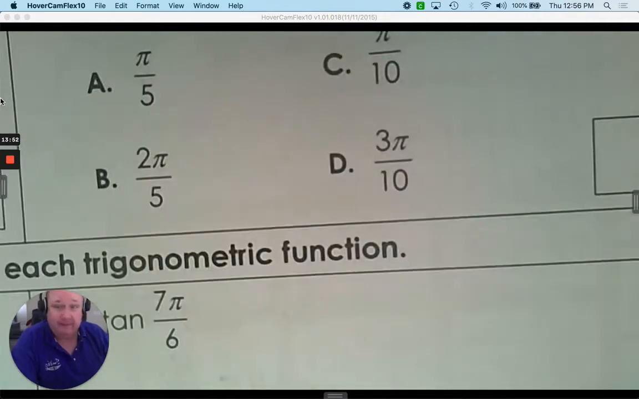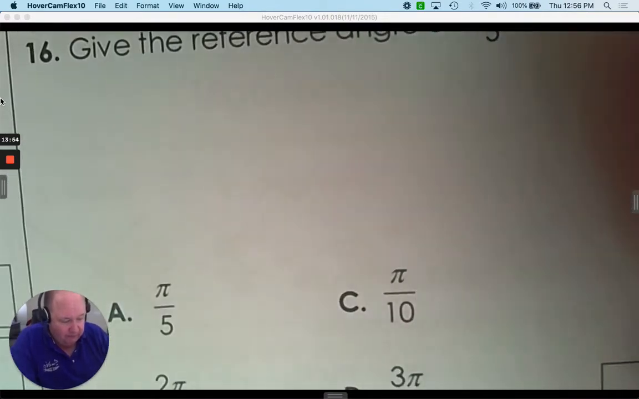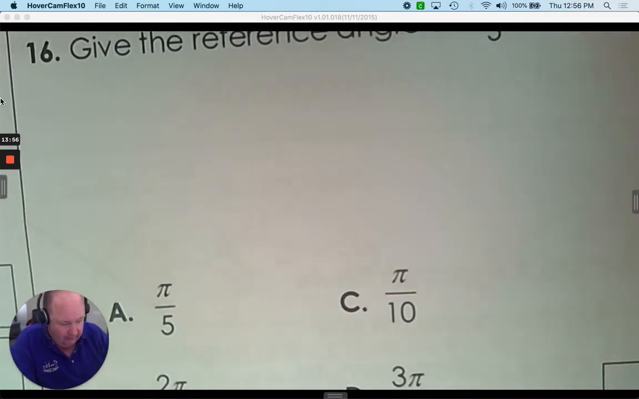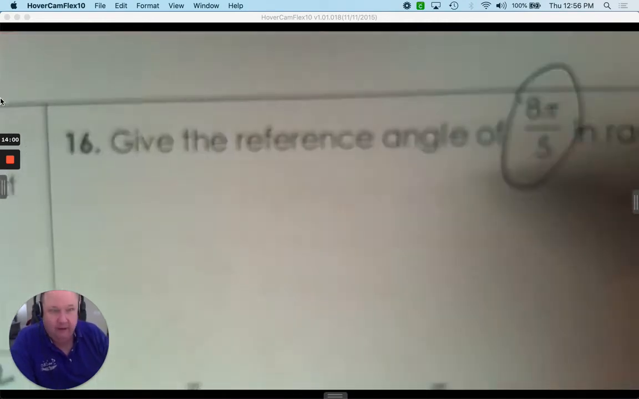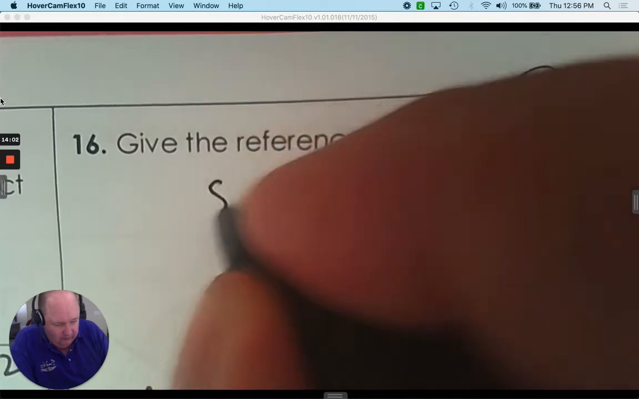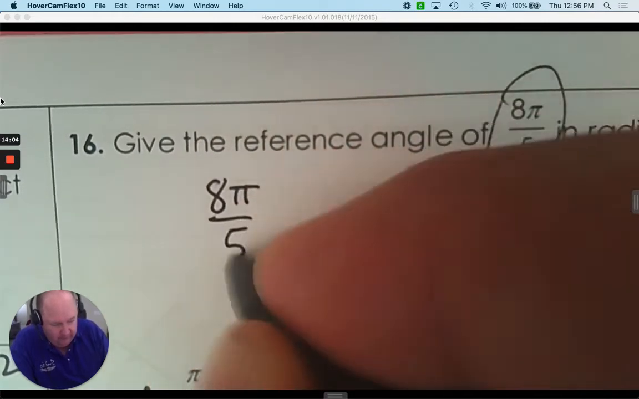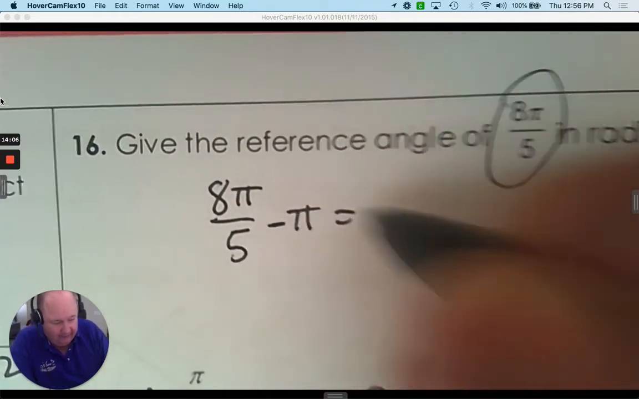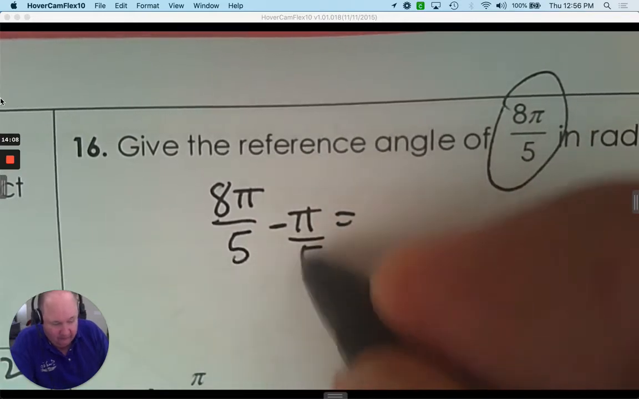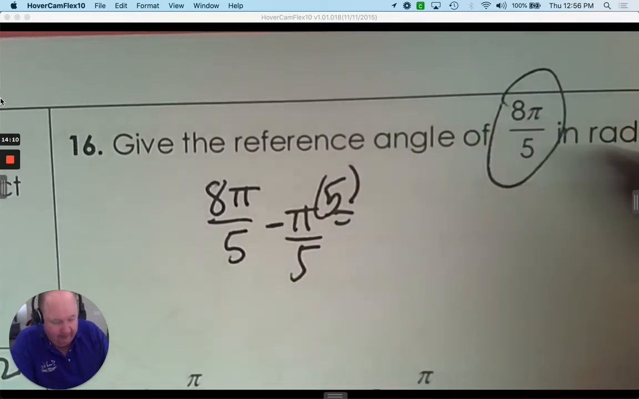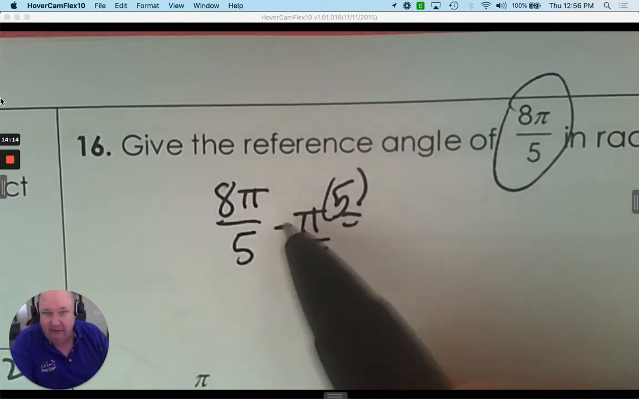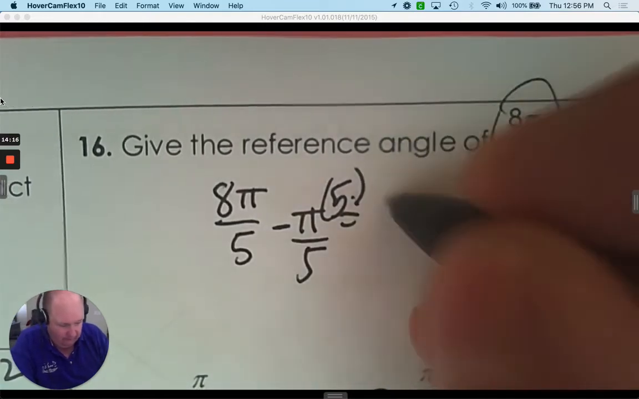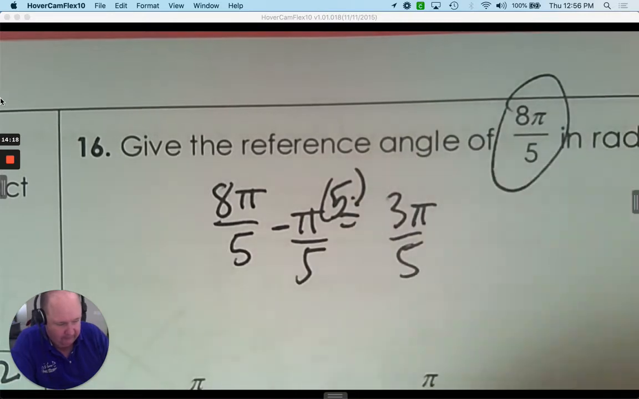Number 16. Give the reference angle of 8 pi over 5 in radians. So first of all, to find the reference angle, a good place to start is to subtract 180 or subtract 5. So if I do that, so 180 is the same as pi in radians. That would be 8 subtract 5. That's 3 pi over 5.